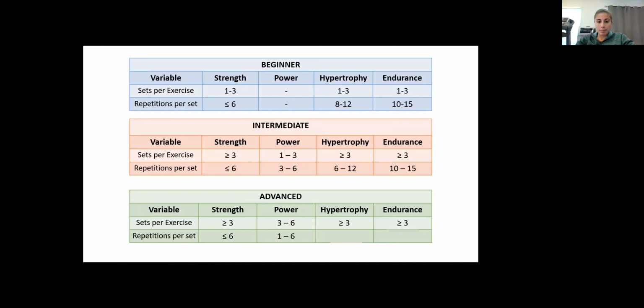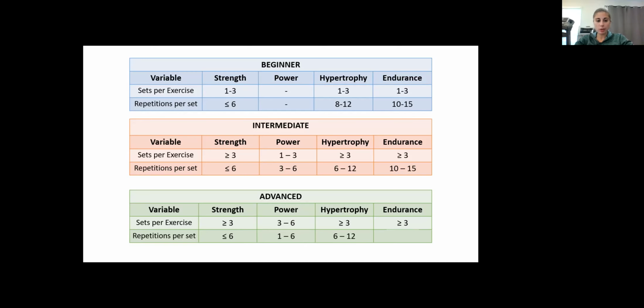Okay, so what about hypertrophy? How many repetitions? You got it there, Michael, 6 to 12, yep. So again, same as intermediate, we see the same rep ranges there.